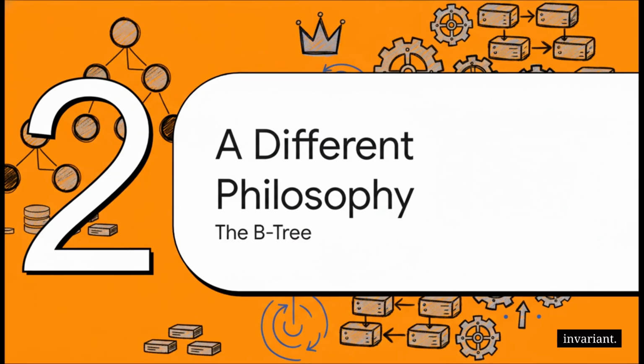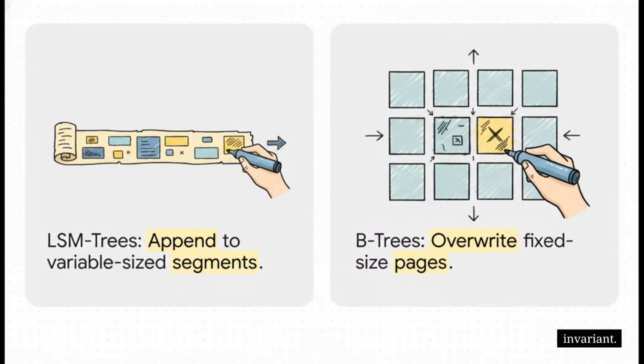LSM trees are fantastic, but believe it or not, they aren't the most common indexing structure out there. That title belongs to something with a totally different design philosophy, the B-tree. If you have ever used a relational database like PostgreSQL or MySQL, you've used a B-tree. And the fundamental difference really boils down to this. LSM trees only ever append data. They never, ever go back and change a file that's already been written. B-trees do the exact opposite. They chop up the database into fixed size blocks, usually 4 or 8 kilobytes, called pages. And when they update data, they go and overwrite those pages right where they are.